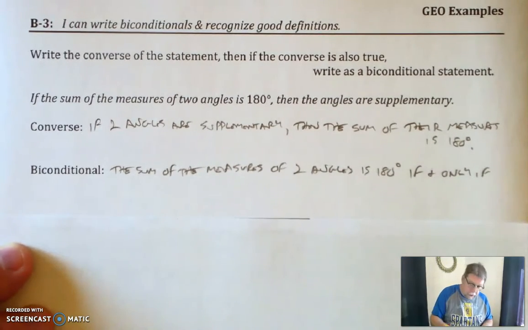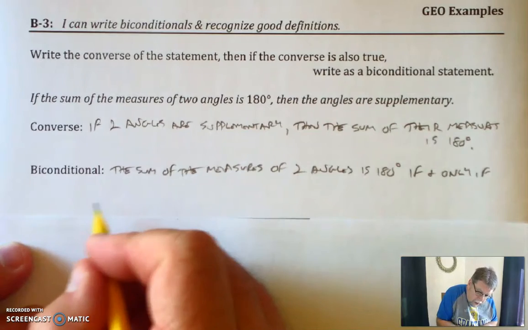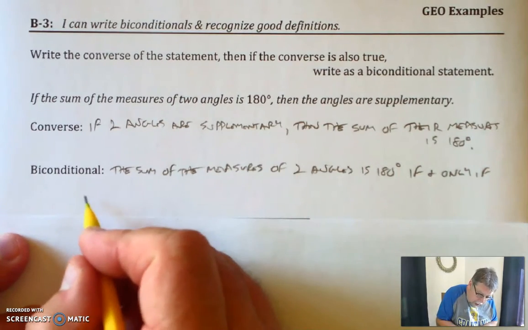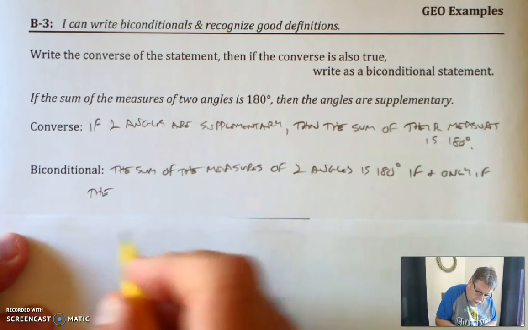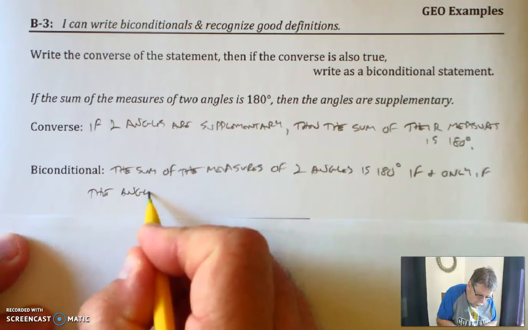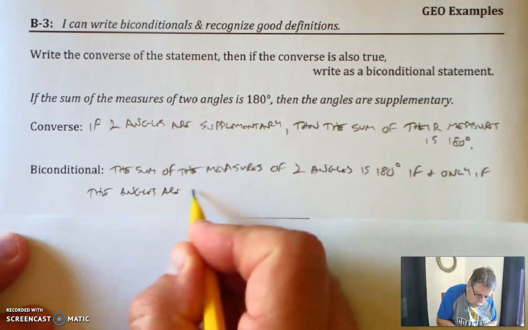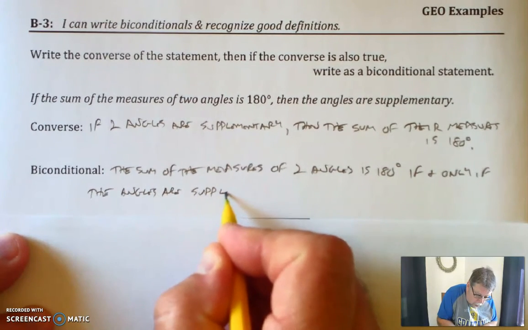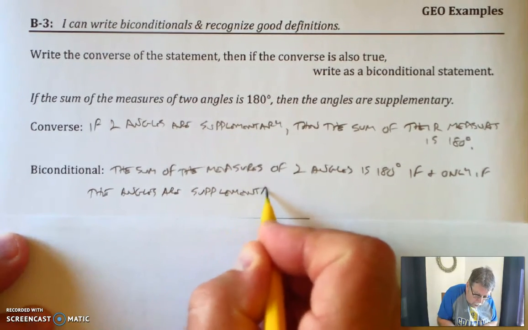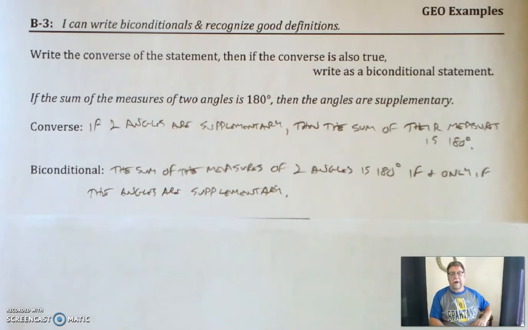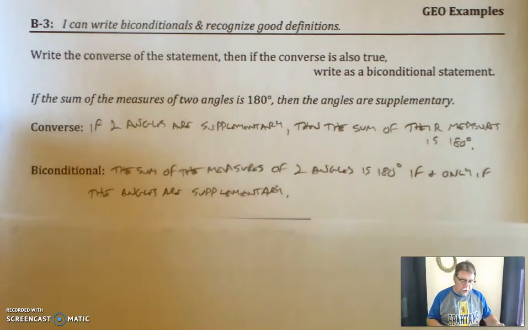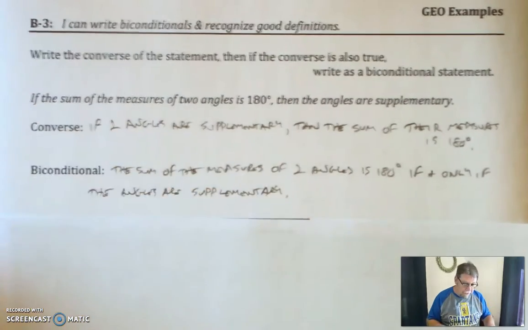And then we do the conclusion. If the angles are supplementary. So there it is. The sum of the measures of two angles is 180 degrees if and only if the angles are supplementary. And that's a biconditional statement built from the two conditional statements above it.